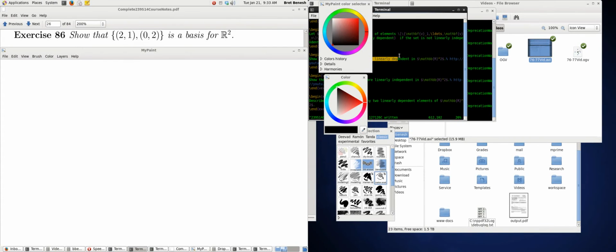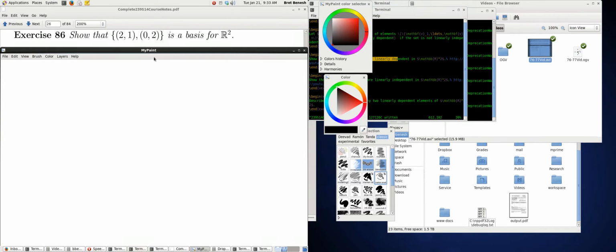I need to show that this thing is a basis for R2. So I will do that. And the key thing about a basis is there are two parts. One, it has to be linearly independent, and two, it has to span all of the linear space.